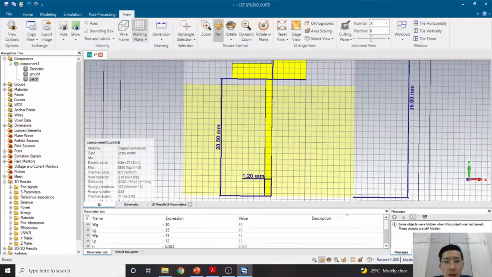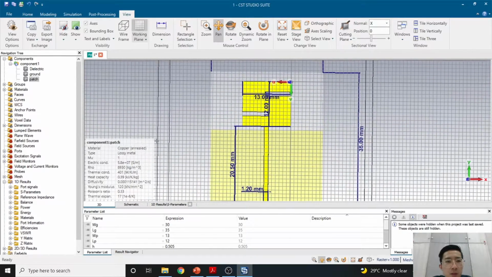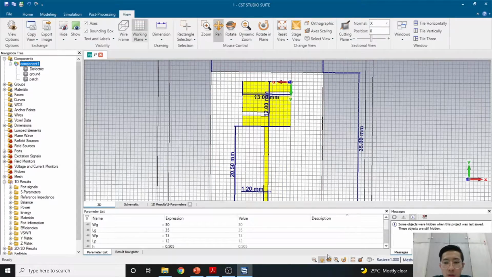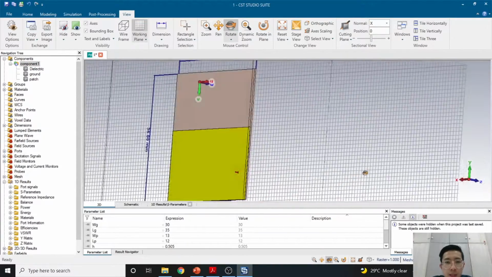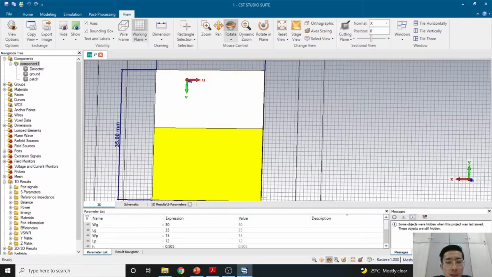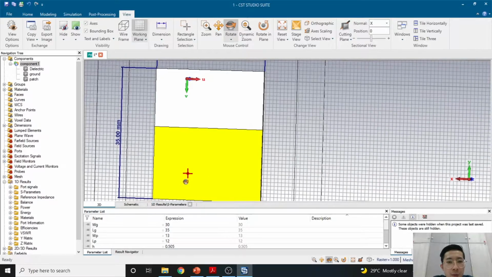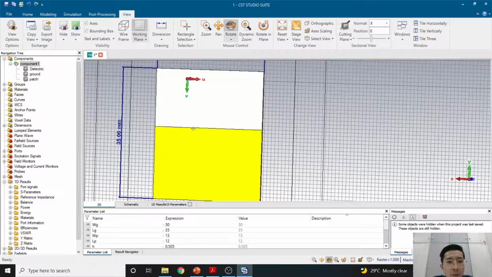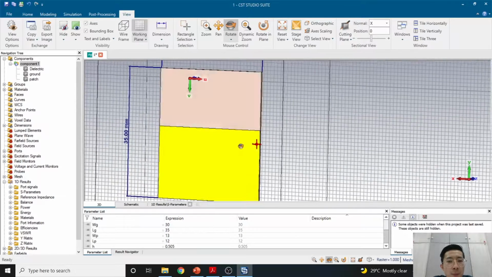So this is the microstrip feed line. The length of the feed line is 20.5 mm and the width of the feed line is 1.2 mm. So this is the ground plate of the proposed antenna. For the ground plate, I use a partial ground plate in order to improve the bandwidth of the proposed antenna.